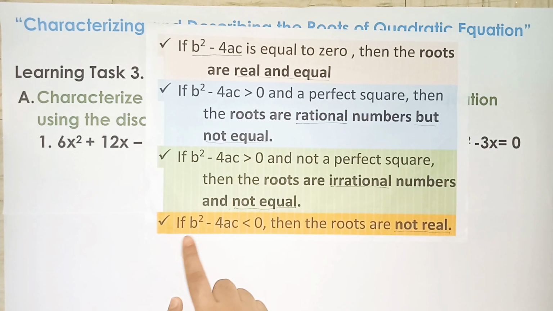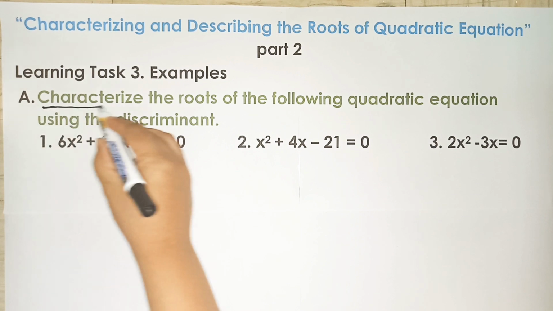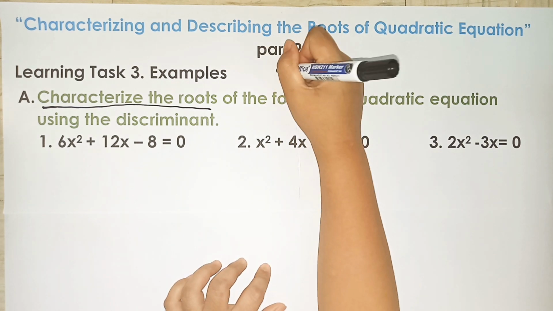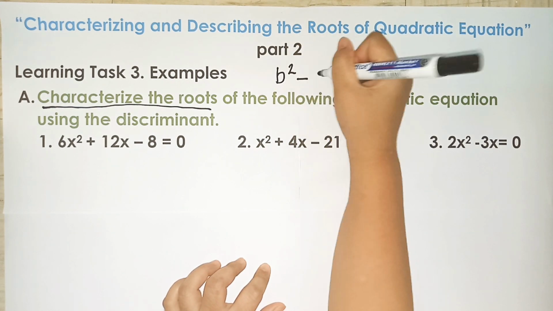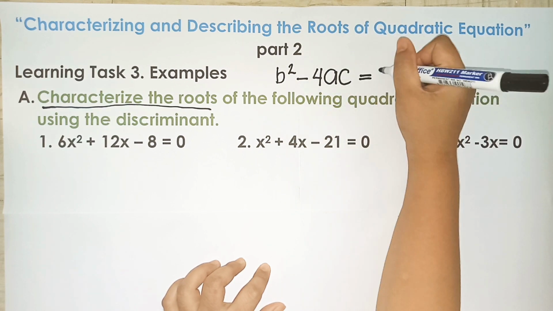The last one, if b squared minus 4ac is less than 0, meaning those numbers are negative, then the roots are not real, or we have no real roots. Remember, all we will do here is characterize the roots. So, we do not need to find the value of the roots. We will only use the formula b squared minus 4ac, which is what we call the discriminant.